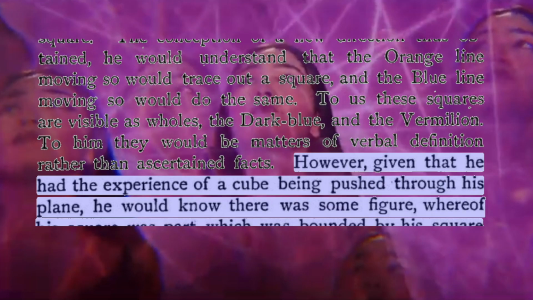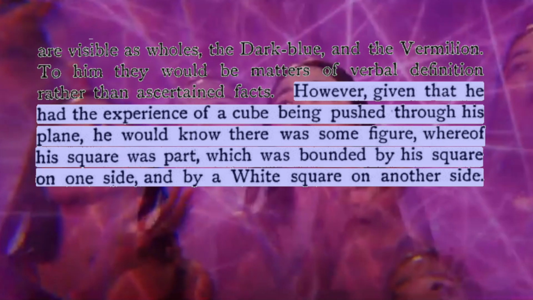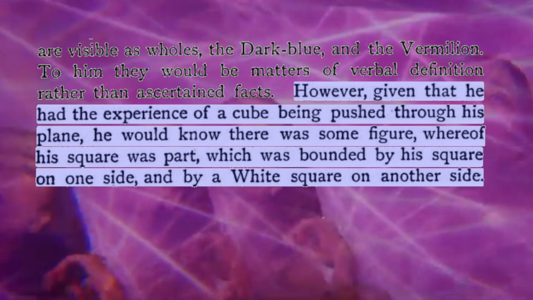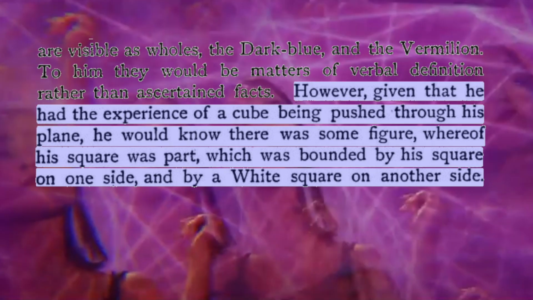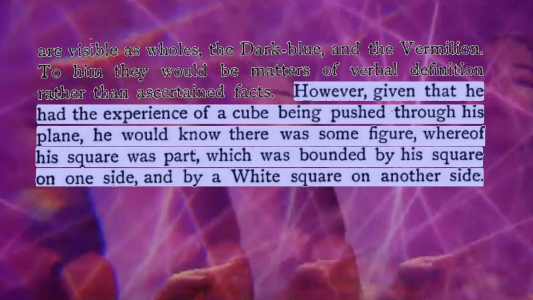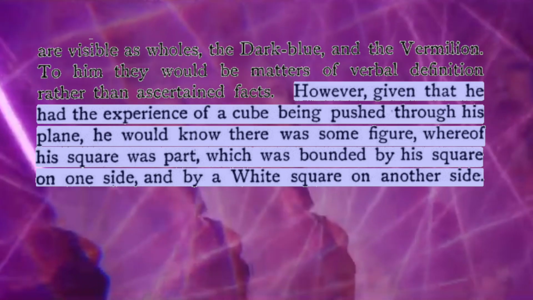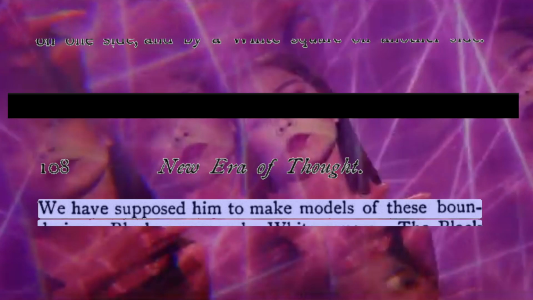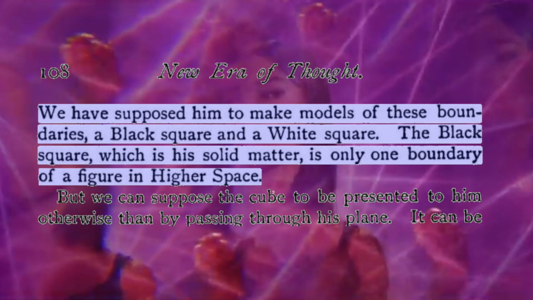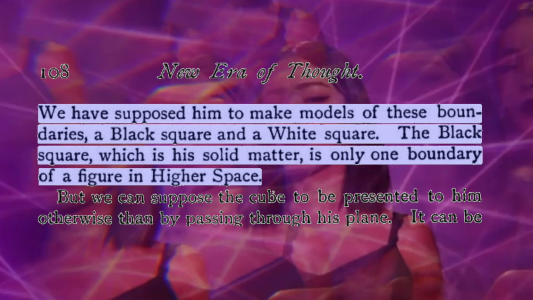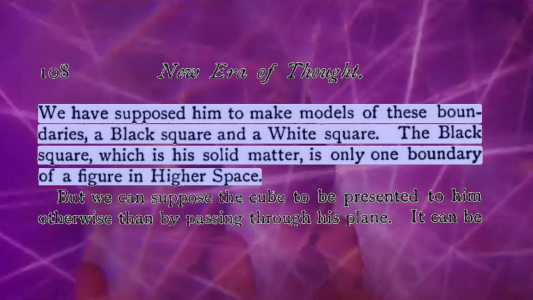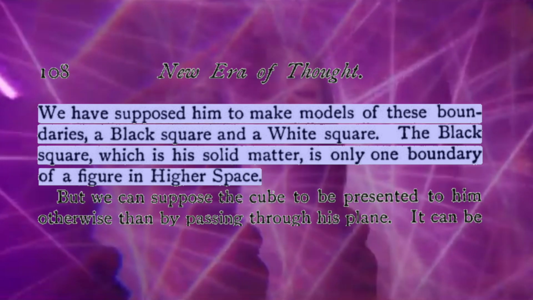However, given that he had the experience of a cube being pushed through his plane, he would know there was some figure, whereof his square was part, which was bounded by his square on one side, and by a white square on another side. We have supposed him to make models of these boundaries, a black square and a white square. The black square, which is his solid matter, is only one boundary of a figure in higher space.